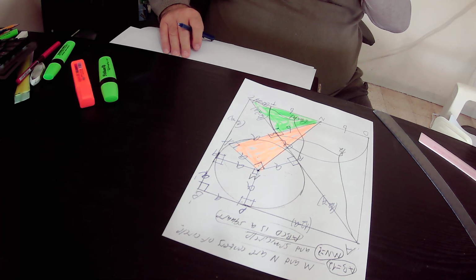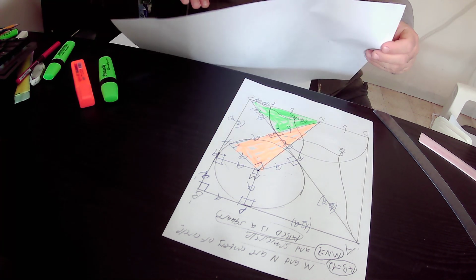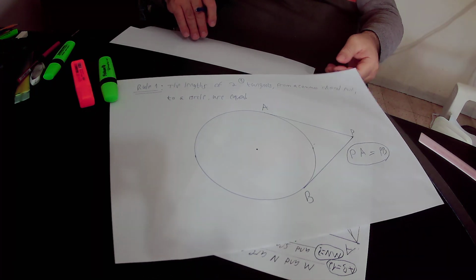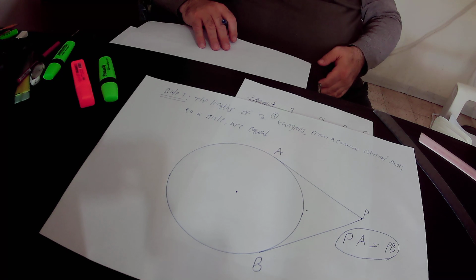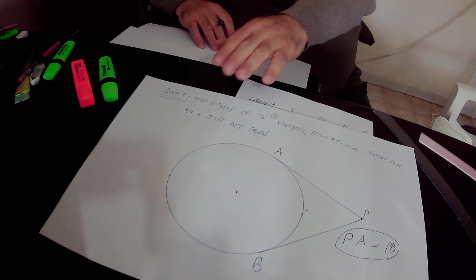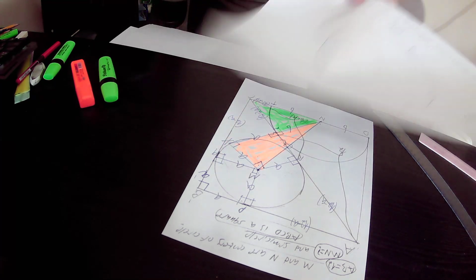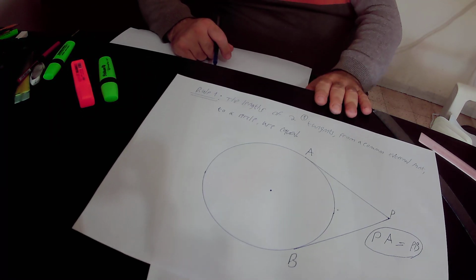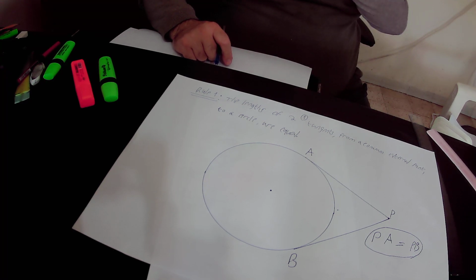So actually, I presented to you a new rule. This is rule number 1. According to rule number 1, the lengths of two tangents from a common external point to a circle are equal. Here we define PB as A.